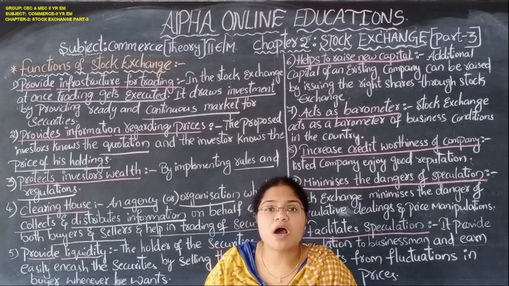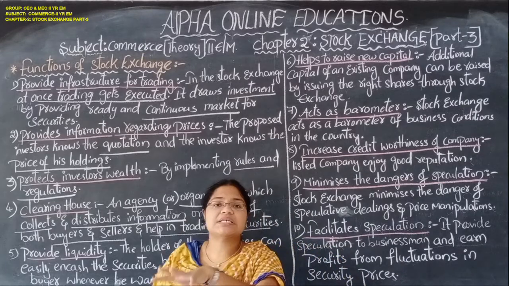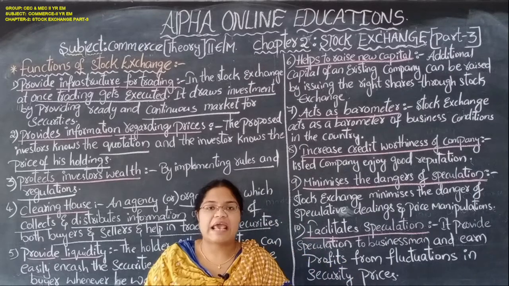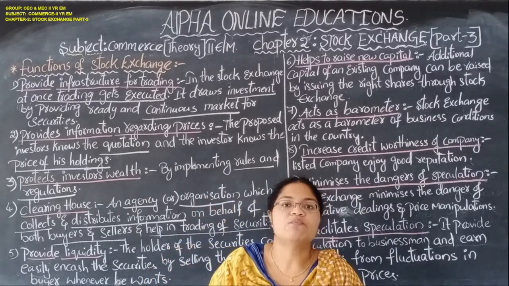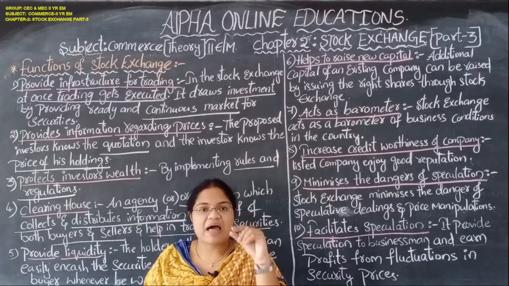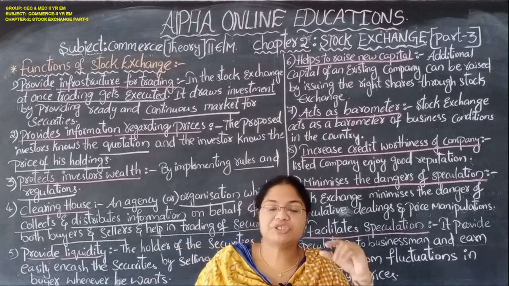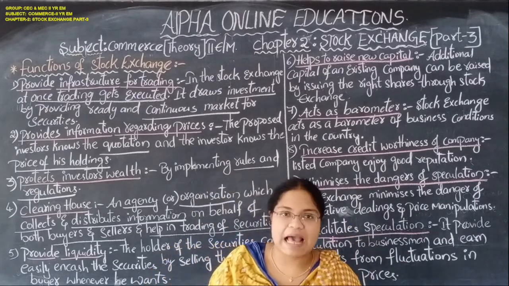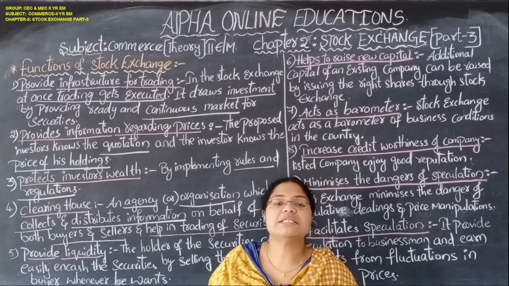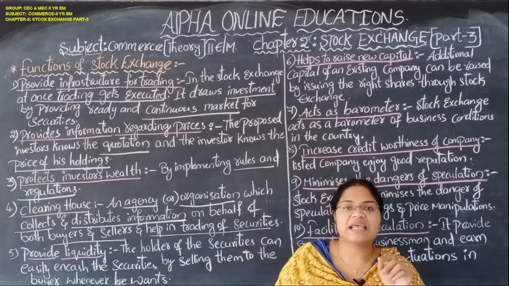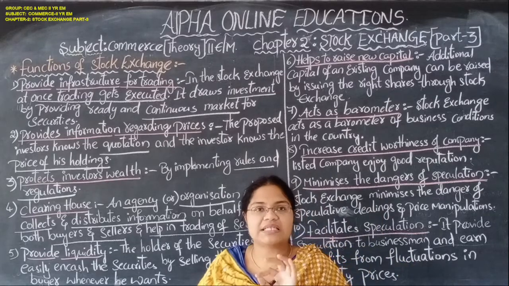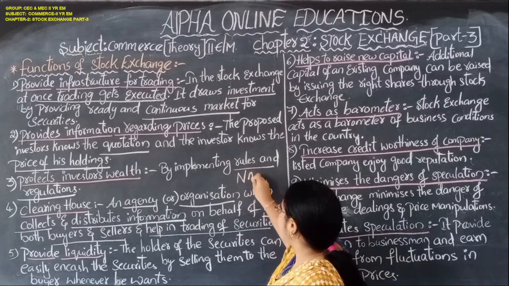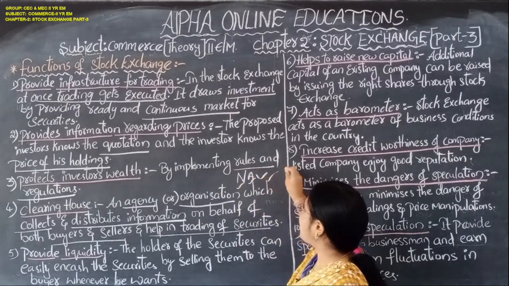Net asset value means what? Net asset value means total assets minus total liabilities. Then we get the net asset value, NAV. What is net asset value? It is the value which we get by subtracting total liabilities from the total assets. That value is known as net asset value, NAV.